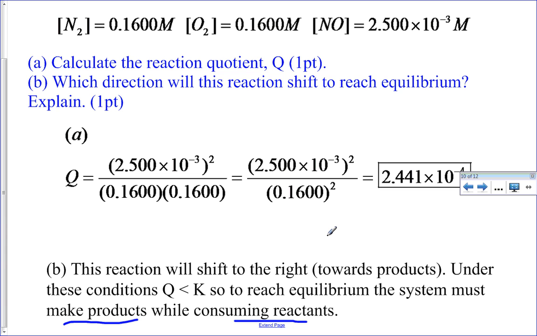So even though I've changed my language in each of these, you'll see it's the same pattern for getting both of the points. I first tell you the answer to which direction it will shift. Then I make that connection to the Q versus K relationship and make a statement about products and reactants.